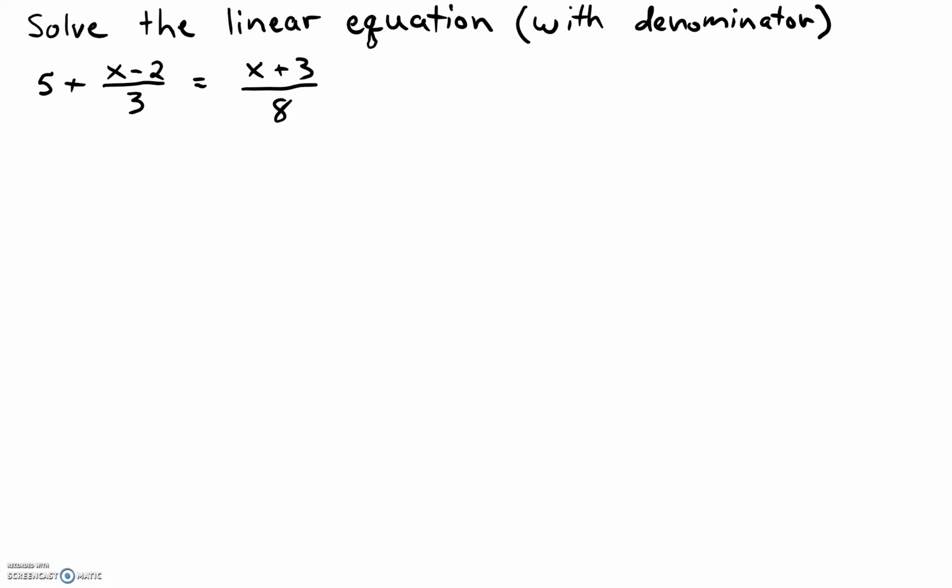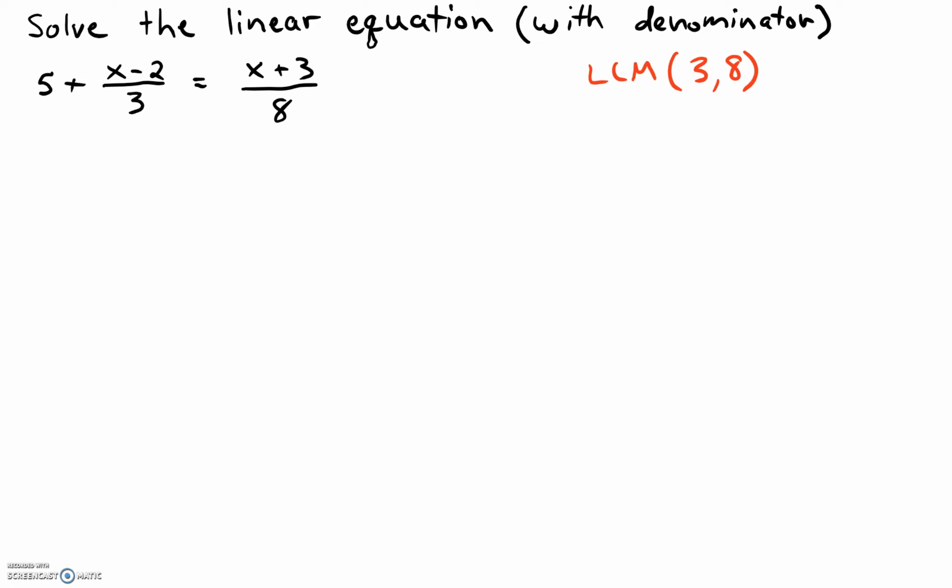The 5 technically could be written as 5 over 1, but that 1 doesn't really add or take anything away from searching for the least common multiple of our denominators. And so now what we're really looking for is the least common multiple of 3 and 8. Remember, the reason we look for the least common multiple is we're going to multiply that by all of the terms, and since we're multiplying by a multiple of our denominators, those denominators are going to cancel out. So we're reducing this problem to something that's easier to solve.